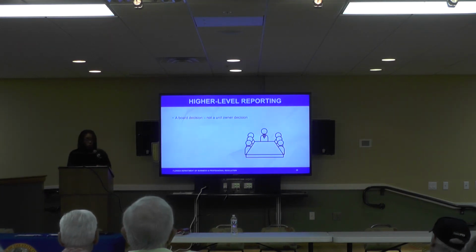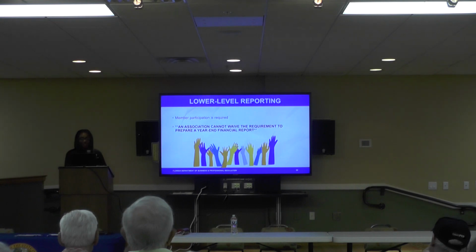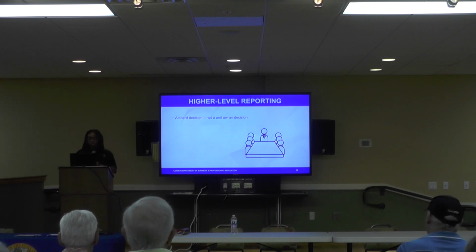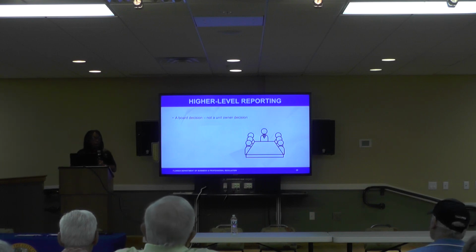So let's ask a question. Can an association prepare a higher level of reporting than what is required by the revenue threshold? Yes. However, this only requires a board's decision. This is not a unit owner's decision. So a board can decide that an association prepare a higher level of reporting as it relates to their revenue. What are the pros and cons with that?